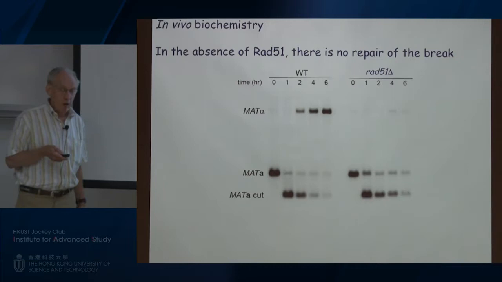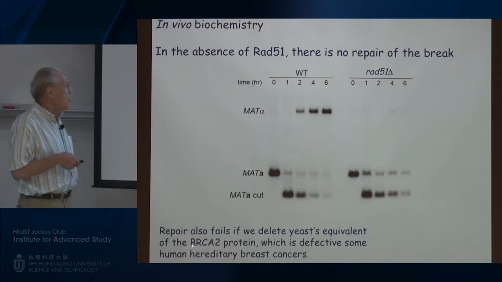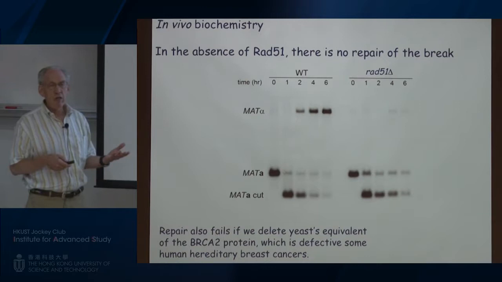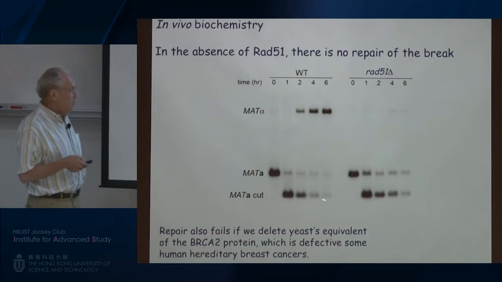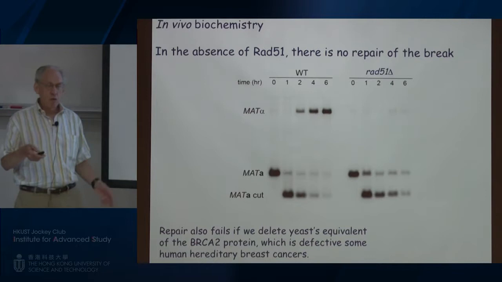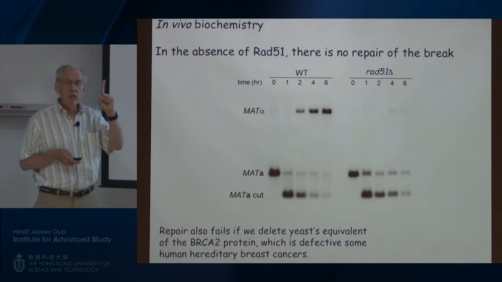We've looked at lots of other genes. Yeast cells have an equivalent to, but not identical at the protein level to, the so-called BRCA2 protein, which is one of the hereditary breast cancer mutations that people are interested in humans. And BRCA2 and the proteins that do that kind of job also cannot do this kind of repair. They still make the break, but the cells all die because they cannot do the repair. So Rad51 is an essential protein, because in order for any cell to live, it must be able to repair a chromosome break.